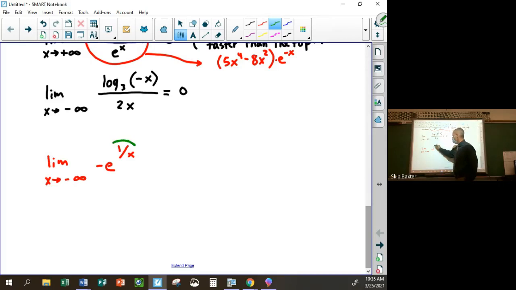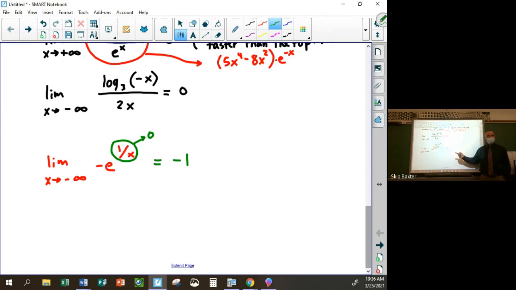What if we just look at the exponent? Forget about this for a second. If x is going to negative infinity, what is 1 over x doing? Yeah, it's getting closer and closer to 0. So the overall thing is getting closer and closer to negative e to the 0 power. So negative 1, right? Anything to the 0 power is 1, so negative e to the 0 power would be negative 1. That's the limit. It's negative 1.